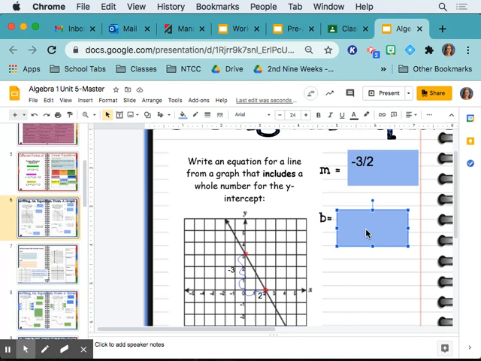And then B is our y-intercept. Where did it cross the y-axis? At 3. But let's write it as a point. X comma y would be 0 comma 3. So write it both ways.